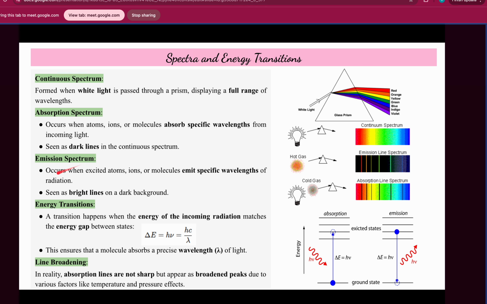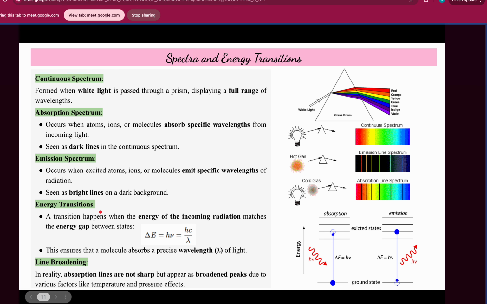Similarly, in the case of the emission spectrum, where molecules emit light of specific wavelengths, we will see bright lines against a dark background. The spectrum is dark, and bright lines only appear at the places for the particular wavelengths emitted by the molecule. If we compare the absorption and emission line spectra, the light which is absorbed in the absorption spectrum will be emitted in the emission spectrum. So the dark lines in the absorption spectrum appear as bright lines in the emission spectrum because these radiations have been absorbed and later emitted. This is the difference between the absorption and emission spectra.